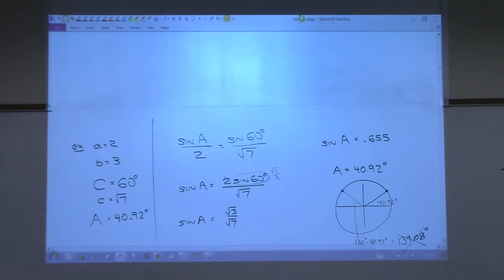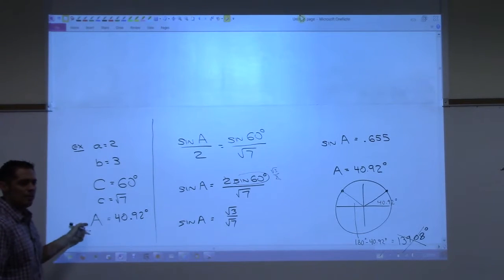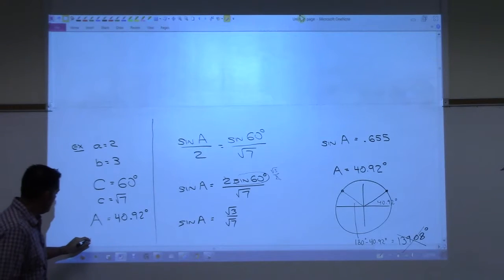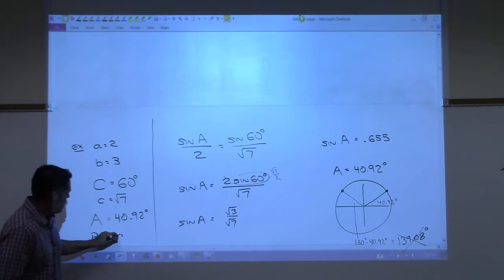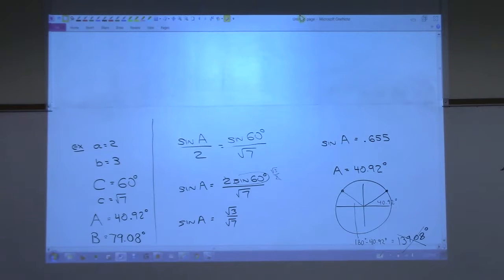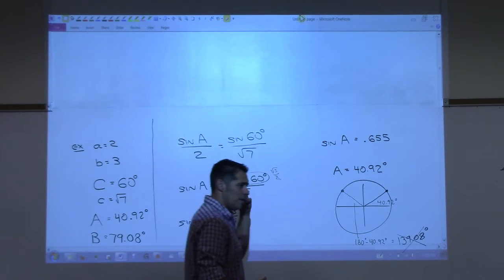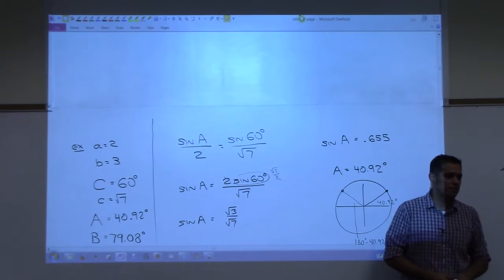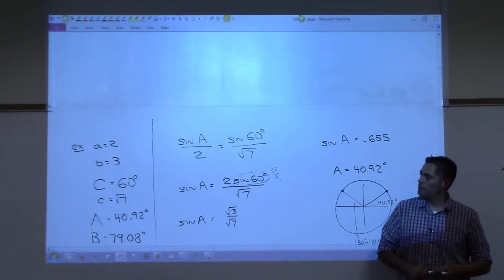And then the last thing to get is capital B, but that I can get by just adding these up, subtracting it from 180. So what is 60 plus 40.92? And it's basically what, 79.08? Yeah. 79.08 degrees just by doing some arithmetic with those two angles. Is that clear? So law of cosines came into play. It was there just to figure out what little c was. Once we got to little c, went back to law of sines. Questions?